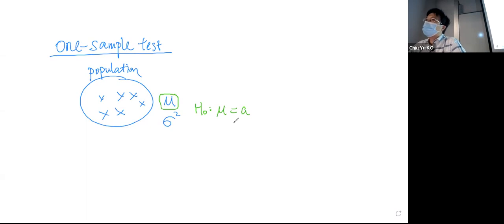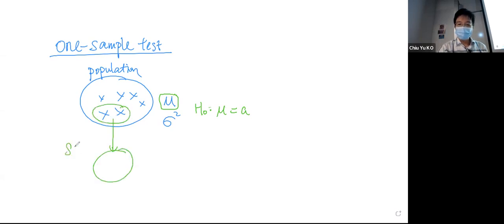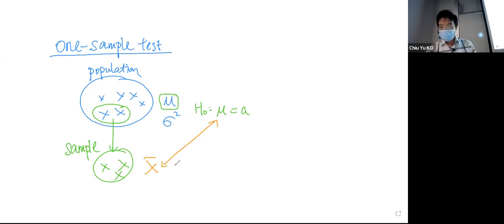The idea is that if the sample average is too far away from A, then we tend to say it's not supporting the claim. So you get some sample, some observations, and come up with X bar, and compare X bar and A. Is it far away or not? The idea depends crucially on whether you know sigma square. If you know, then it's just a Z test: X bar minus mu over sigma over root n.